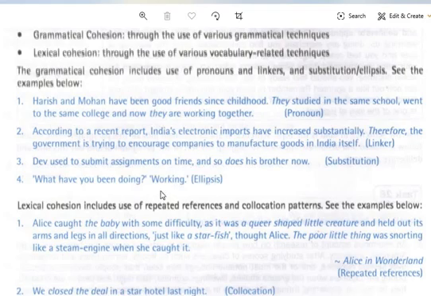I'll give you another example for ellipsis. Where are you going? The answer should be, I just wanted to dance, or I like to go to dance. But instead of that, I just used "to dance". So that is nothing but ellipsis under grammatical devices.